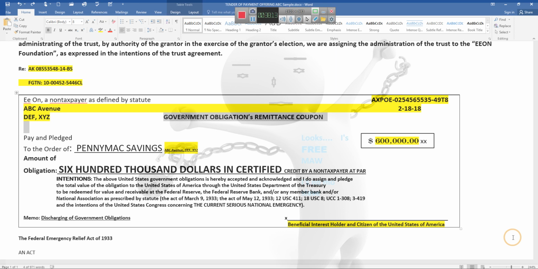Well, no, it was actually the Trading with the Enemy Act of October 6, 1917. No. That act was amended on March 9, 1933. March 9, 1933 is the foundation. So moving forward, you have to use your foundation.